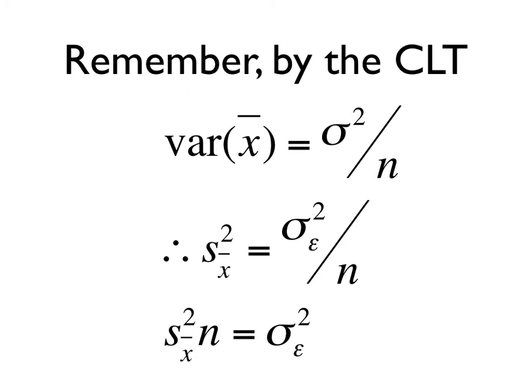So s squared sub x bar shouldn't really be equals, it should be approximately equals, but that's good enough. It's close enough for rock and roll. It equals sigma squared sub epsilon divided by n. We can just cross multiply and get sigma squared sub epsilon equals s squared sub x bar times n. I'm just isolating sigma squared sub epsilon, just like in the last slide. I'm trying to figure out what the variance due to individual differences is. That's all I'm doing.